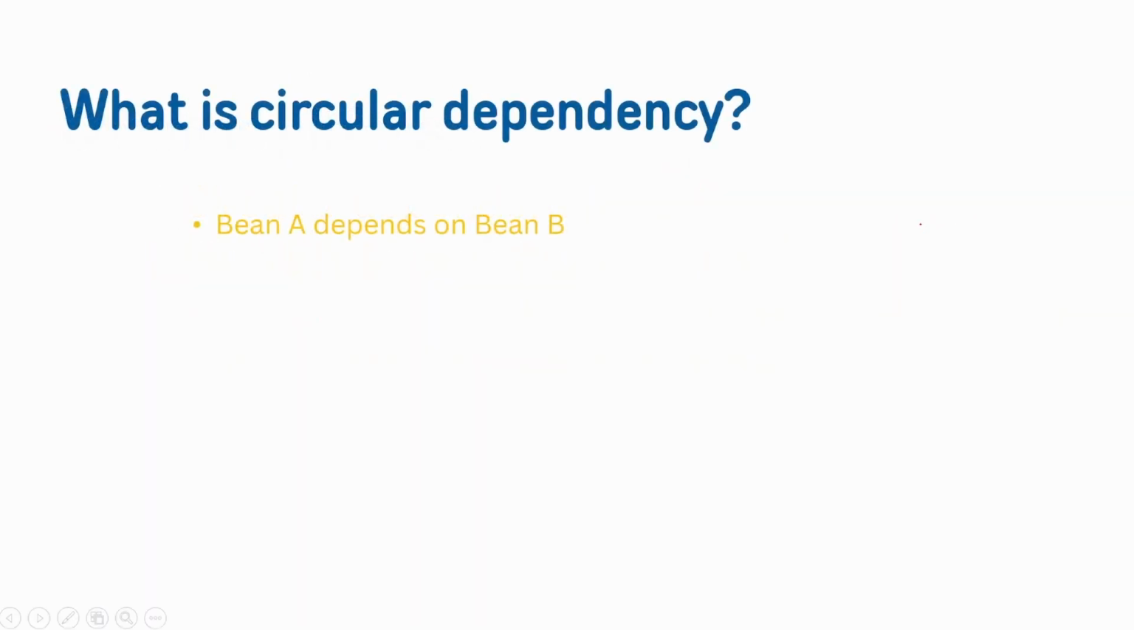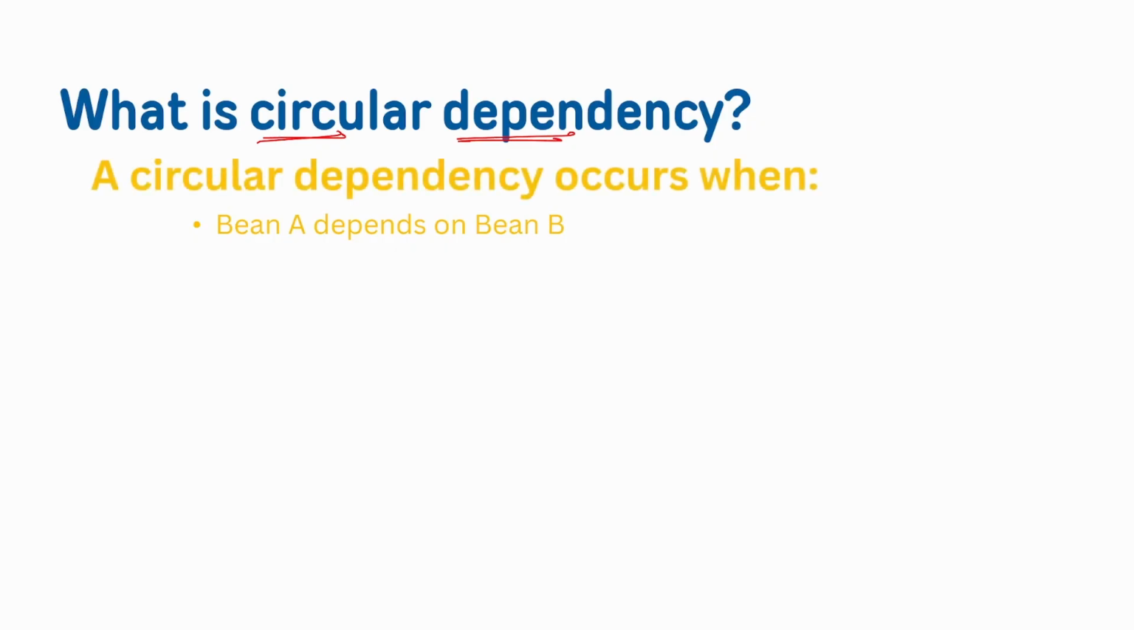So let's first study circular dependencies. What does it mean? A circular dependency occurs when bean A depends on bean B. Suppose we have two beans, bean A and bean B, and bean A depends on bean B, and bean B also depends on bean A. So there is a circular dependency.